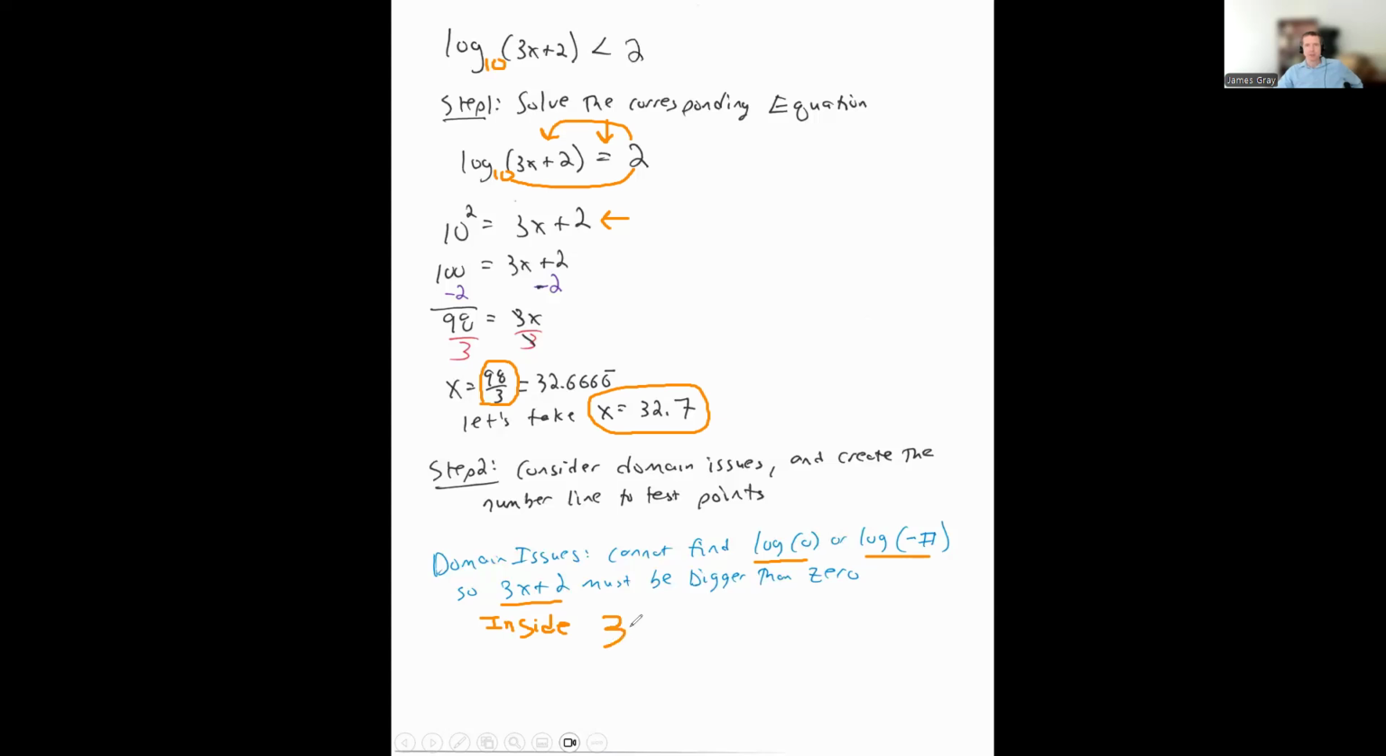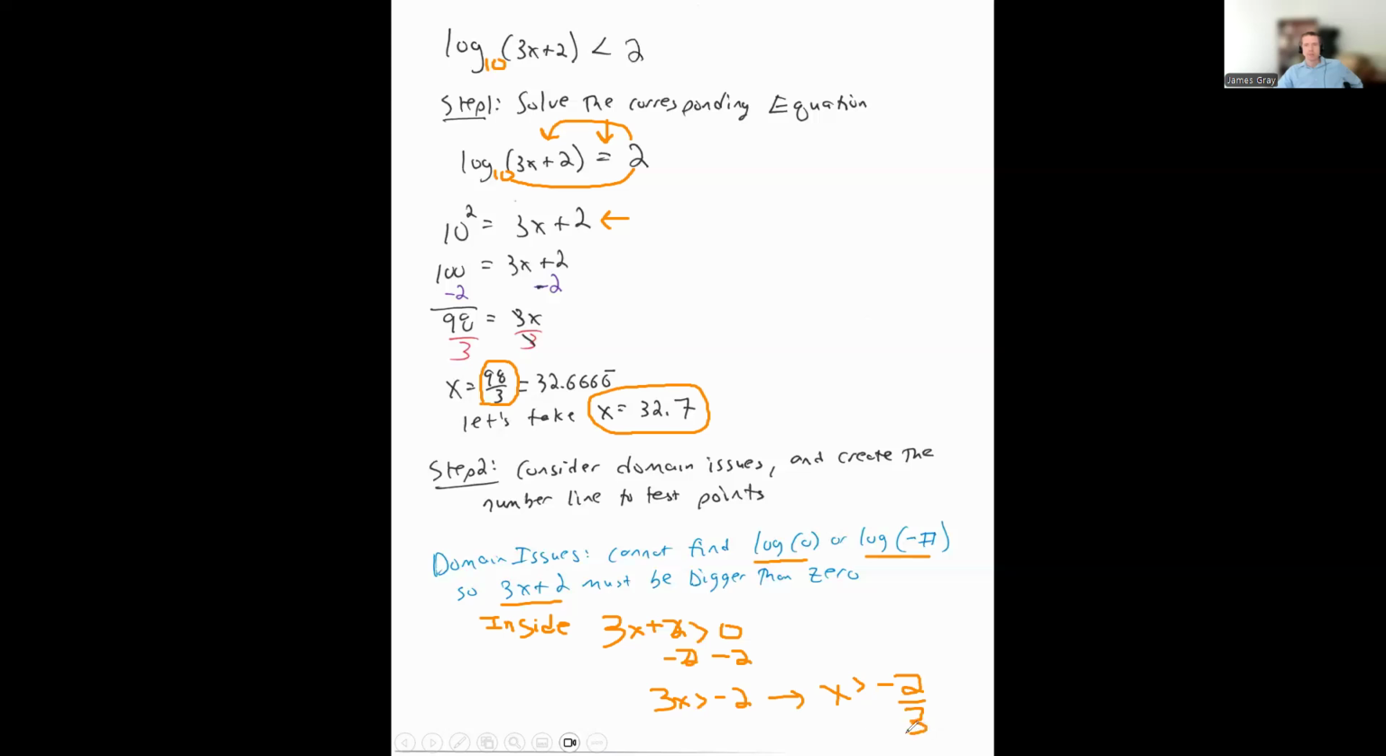Well, if I take that language, bigger than 0, then that means I can take 3x plus 2 and make it bigger than 0. And if I solve this, I'm going to get minus 2 on both sides. I get 3x is greater than negative 2. Divide both sides by 3. And this is going to give me x is greater than or equal to negative 2/3. Excuse me, let me fix this. Strictly greater than negative 2/3.